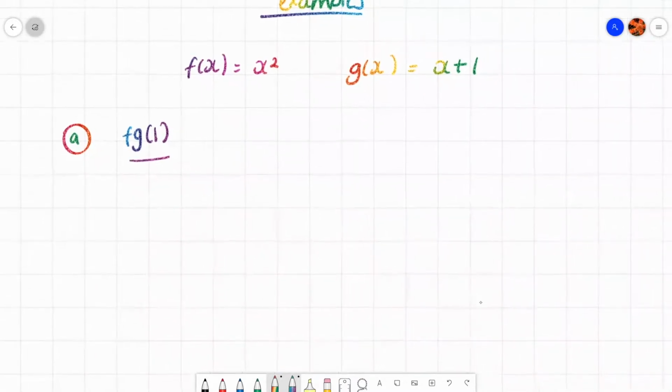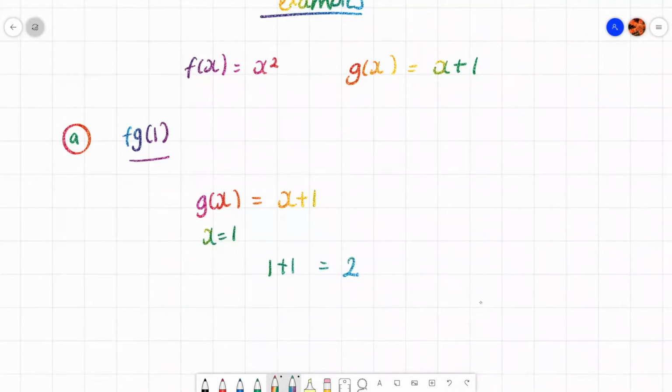So we're looking at g of 1. We're going to take the function of g. So g of x is x plus 1. And remember, it's g of 1. That means in the function of g, x is 1. So we're going to do 1 add 1, which is 2.